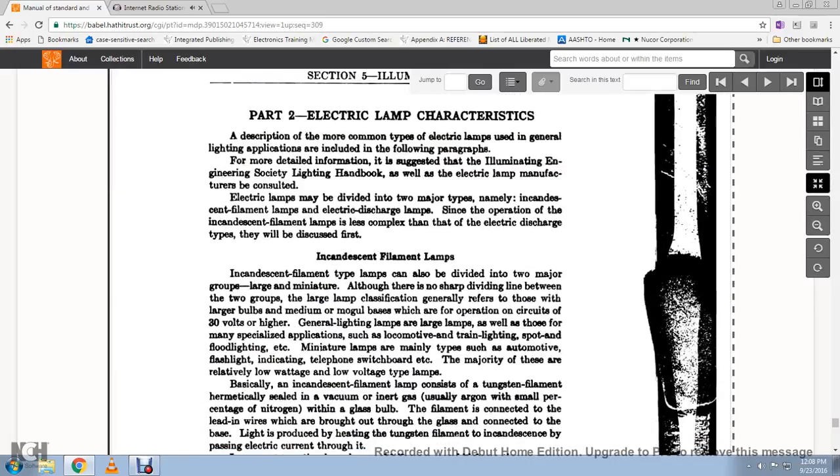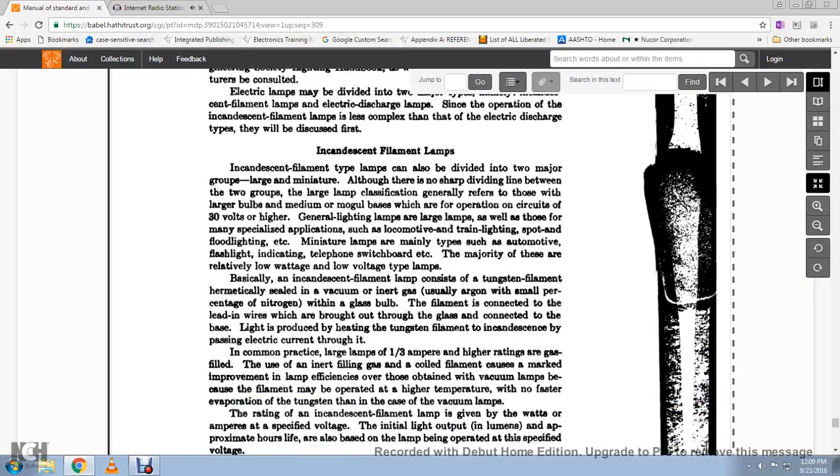Part 2, electrical lamp characteristics. A description of the more common types of electrical lamps used in general lighting applications is included in the following paragraphs. For more detailed information, the Illuminating Engineering Society Lighting Handbook, as well as electrical lamp manufacturers, should be consulted. Electrical lamps may be divided into two major parts, namely incandescent filament lamps and electrical discharge lamps. Incandescent is discussed first.